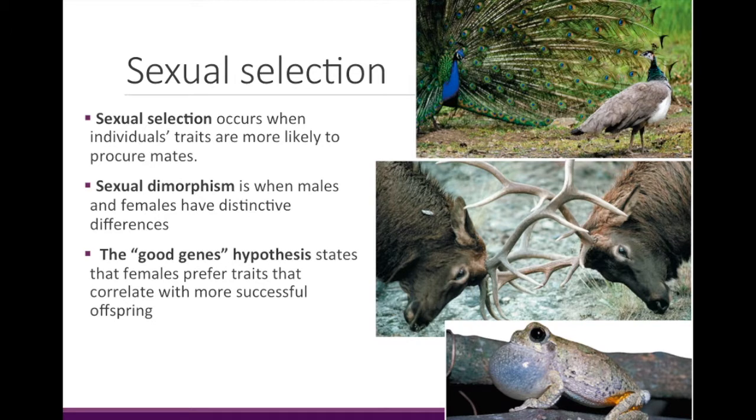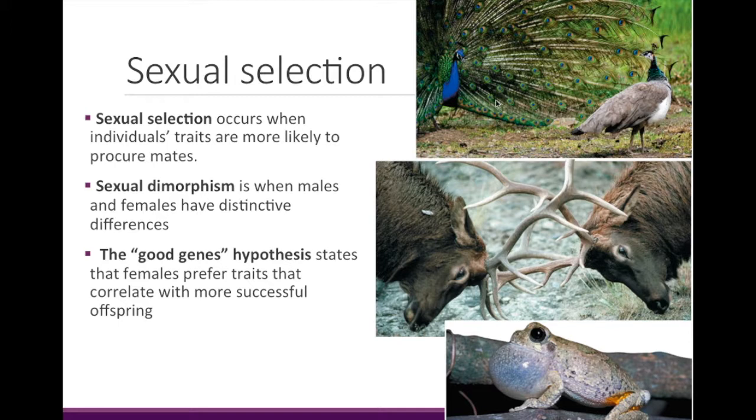Sexual selection is natural selection for certain traits that are more likely to get the individual mates. Some species of animals show sexual dimorphism. These are distinctive characteristics other than the reproductive organs that distinguish male and female. One example of this is the peacock and the peahen.